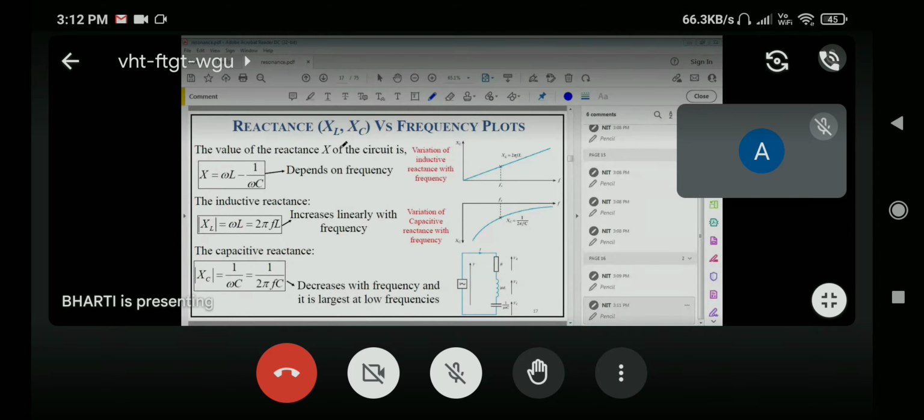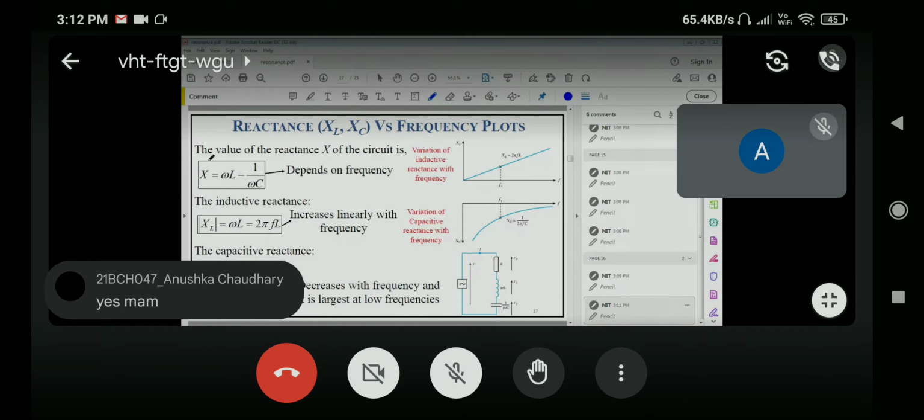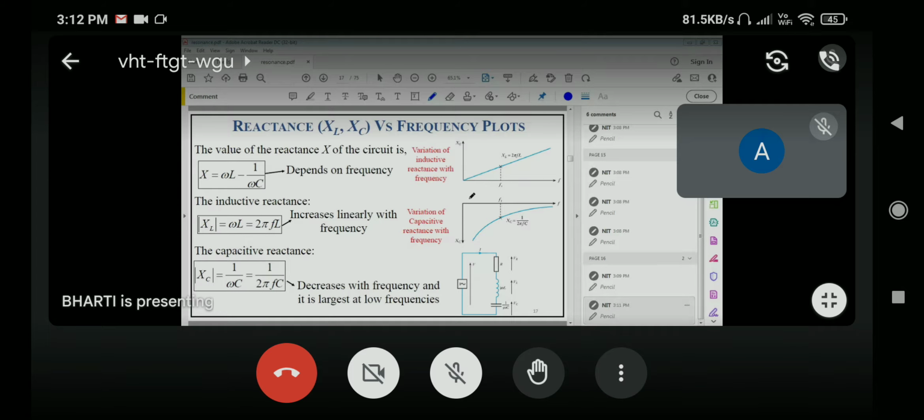Now we will talk of these plots again. We will discuss one by one how these parameters, that is the reactance, the inductive reactance and the capacitive reactance, are related to each other, or how they vary with frequency.